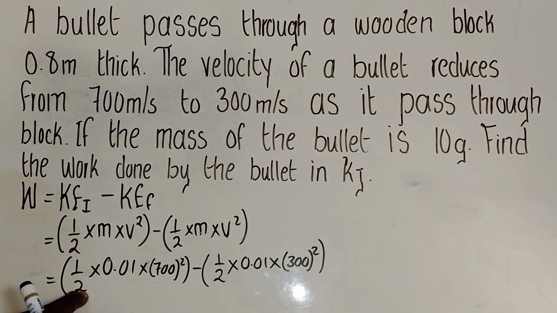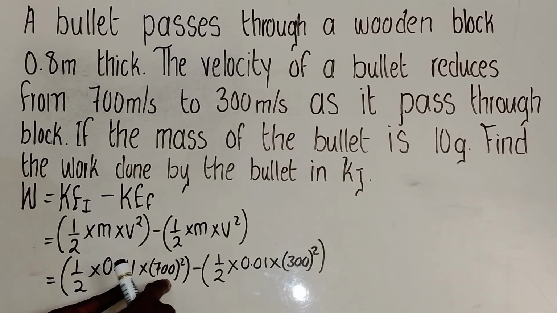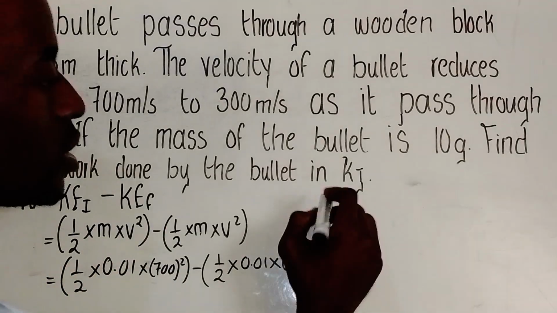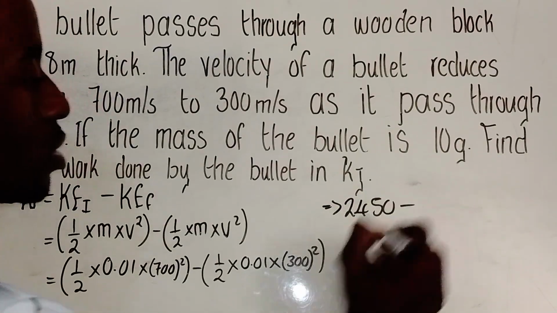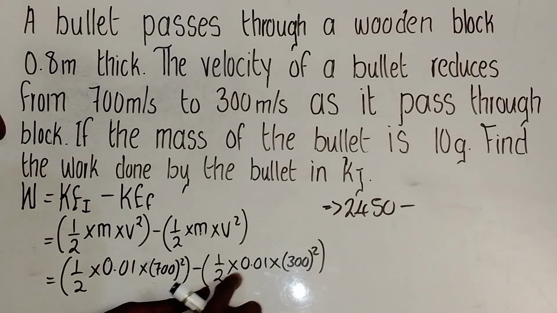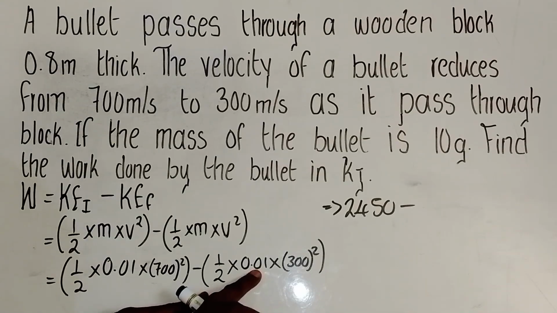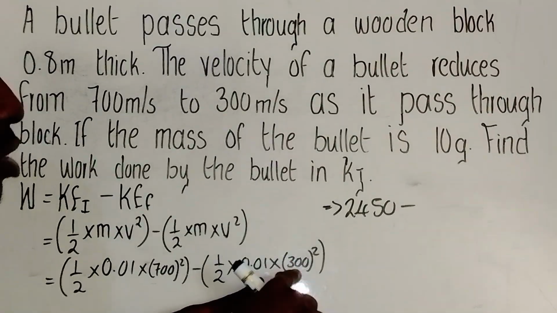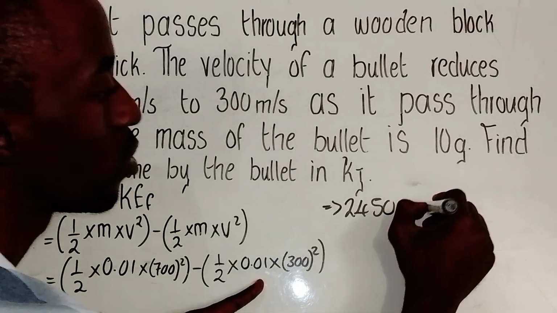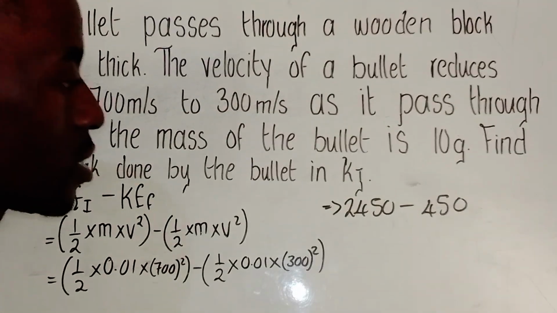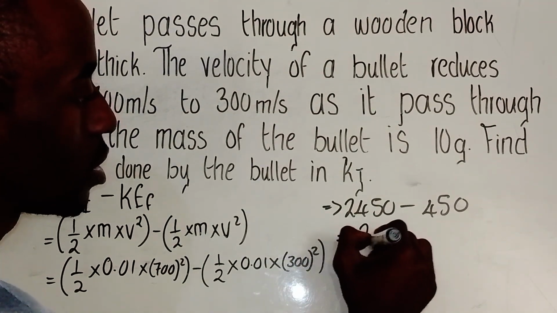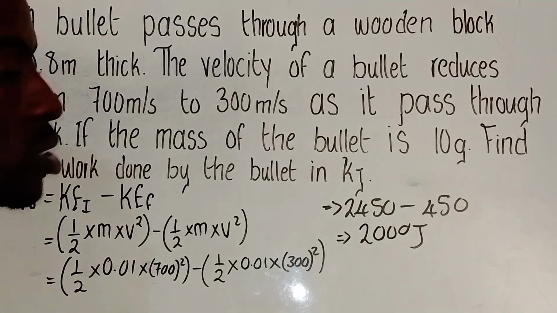Now we say 2 into 1 is going to give me 0.005. That number you multiply with 700 squared. Then you say minus, again 0.005 times 300 squared, and you are going to get 450. So this one minus this, you are going to get 2000 joules.